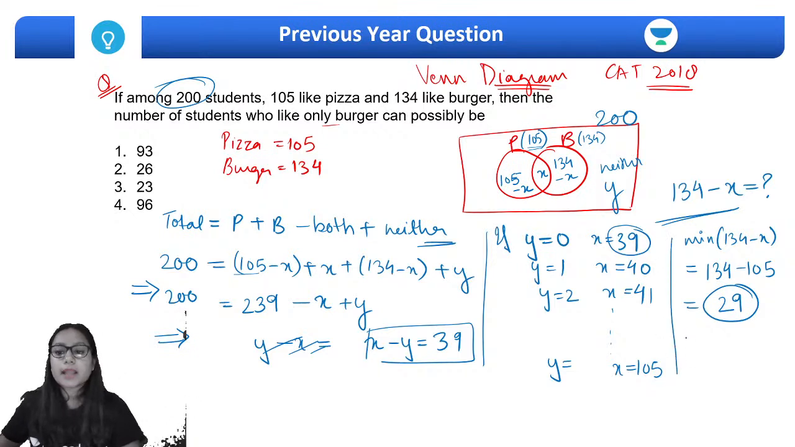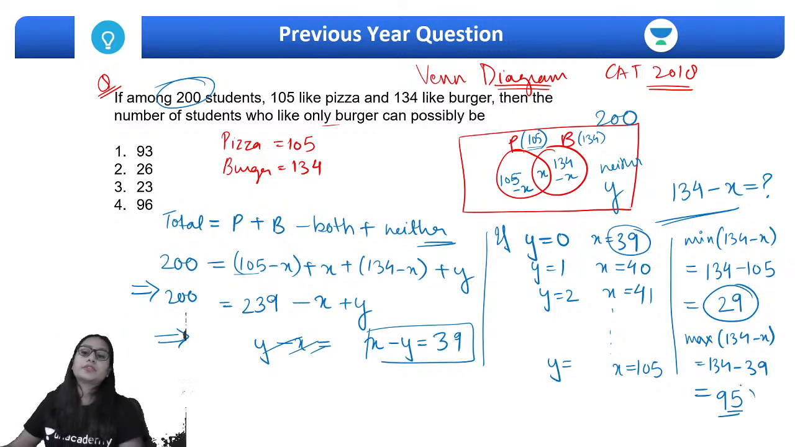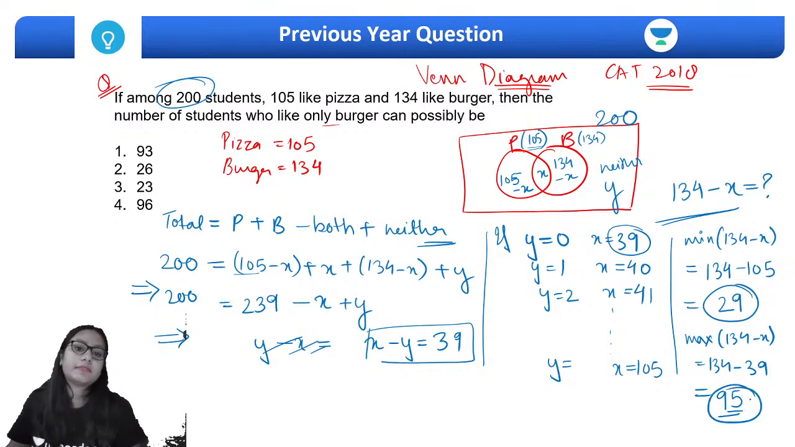Now let's see what the maximum value is. The maximum value of 134 minus X is given by 134 minus 39. Hence, 14 minus 9 would be 5 and 12 minus 3 would be 9, so the maximum value in this case is 95.